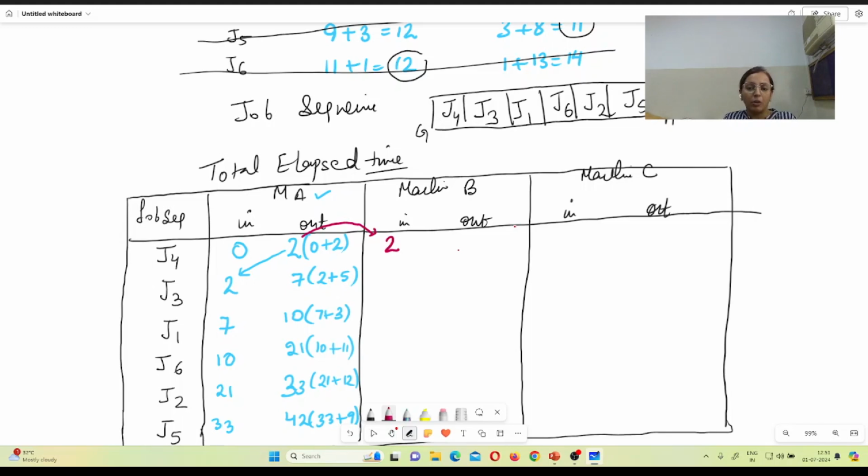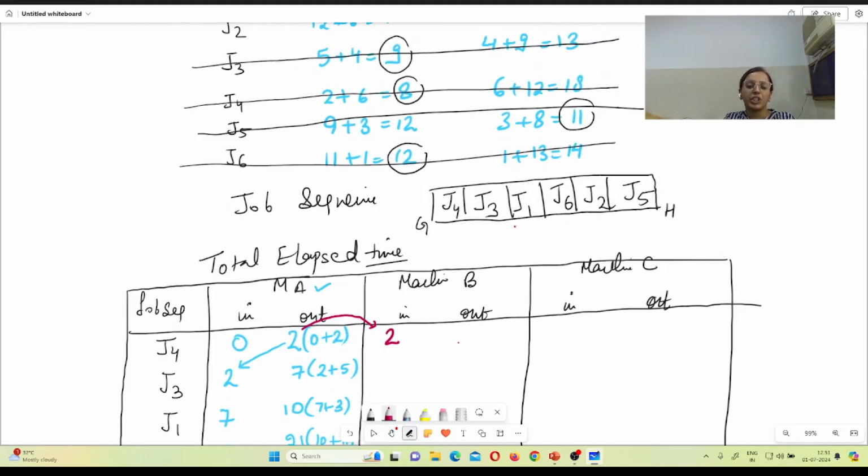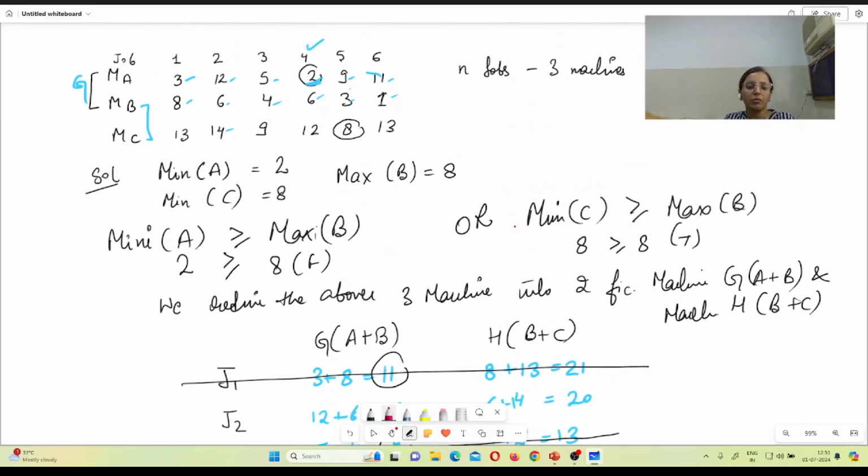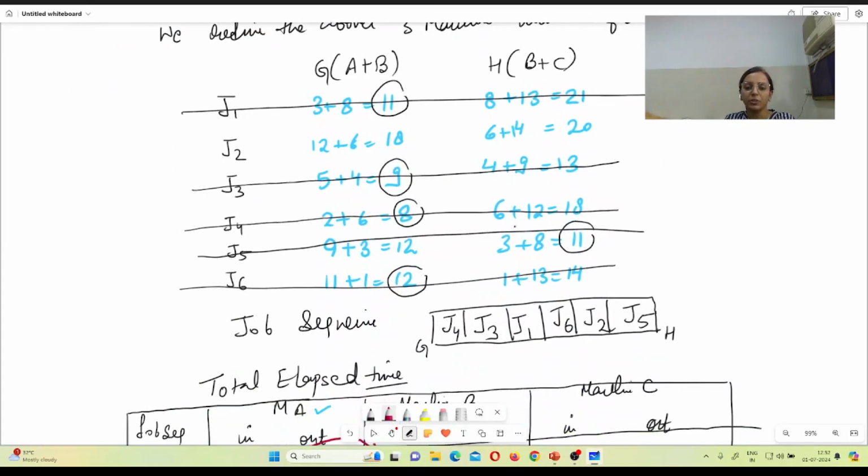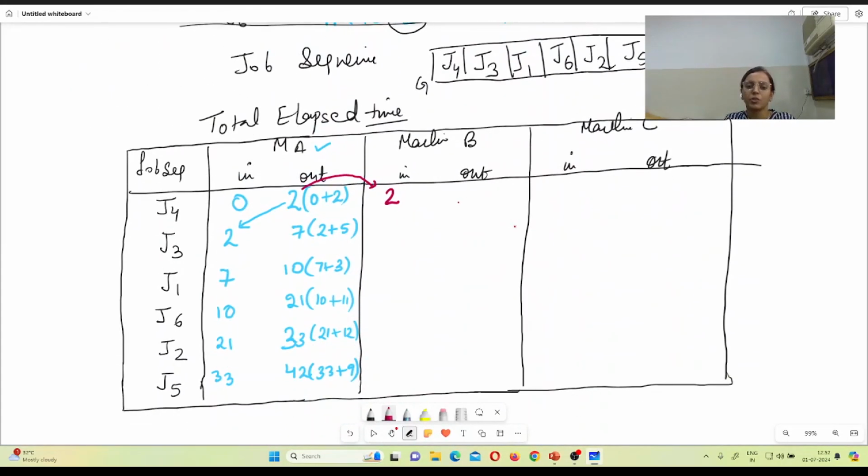Right. Now the processing time for machine 2, that is machine B, for J4. Check it over here. Machine 2, that is B, and J4, that over here is 6. So what we will do? 2 plus 6, that will be 8. Right? Now adding the values, putting over here in the total elapsed time, that will be 8. How will this be 8? 2 plus 6, that is the processing time. Now this is 8. Yes, definitely it will come over here as 8, taking the value from here.